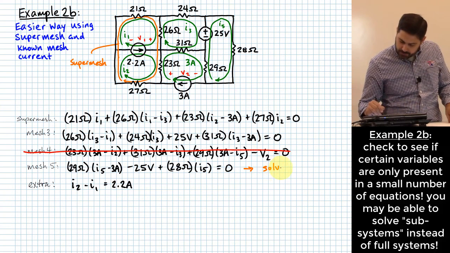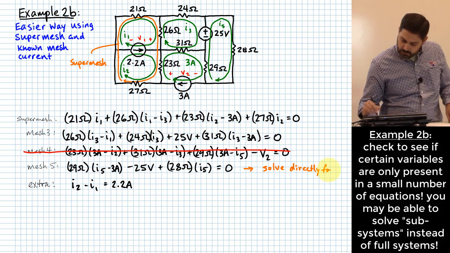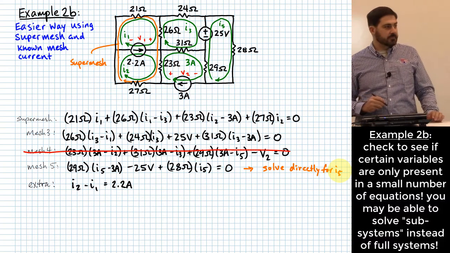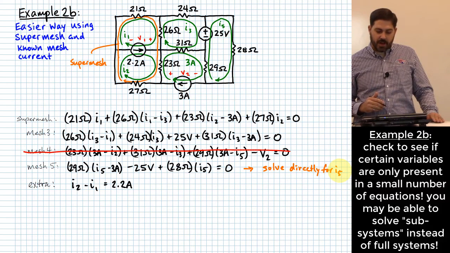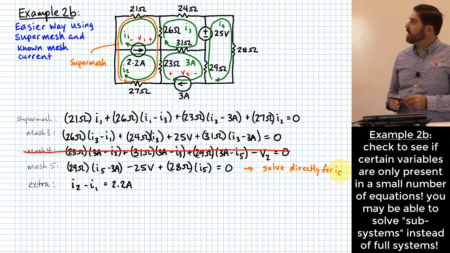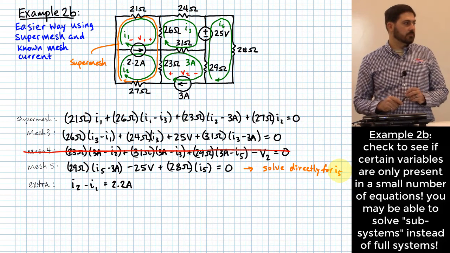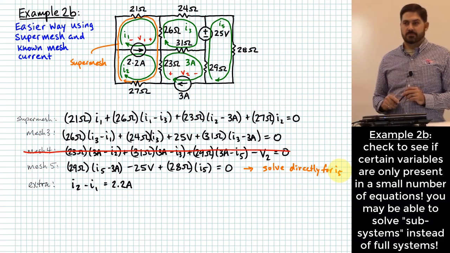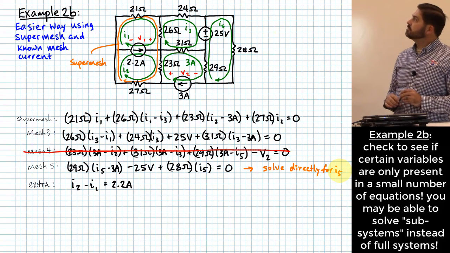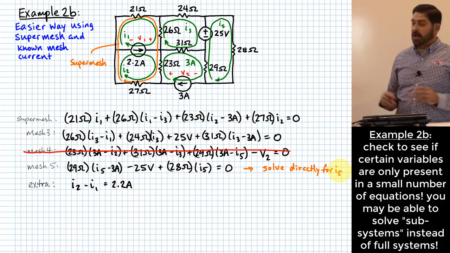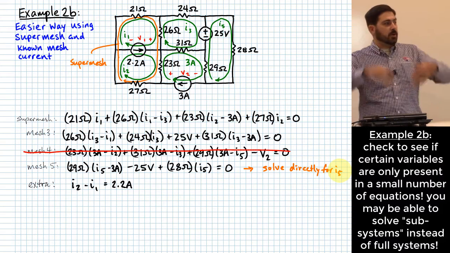Say solve directly for I5. Right? Now let me ask you this. Does I5 show up in my supermesh and mesh 3? Anywhere? So that equation, essentially all by itself, you can find that I5 might be of interest to you, but you didn't need it to be a part of the rest of the system to find it.